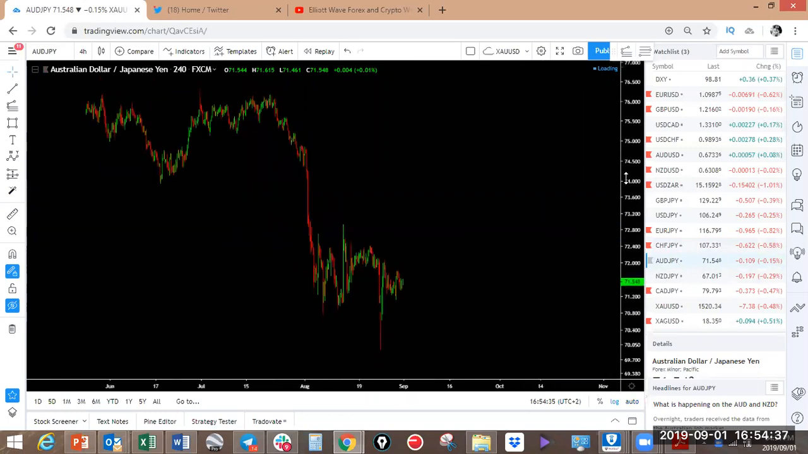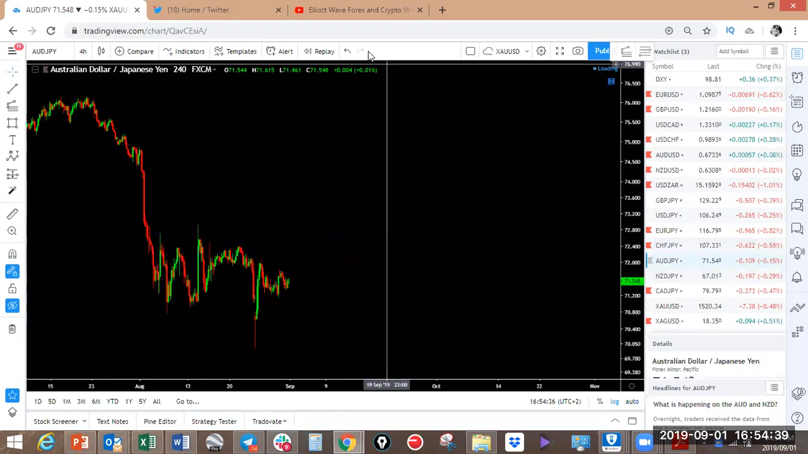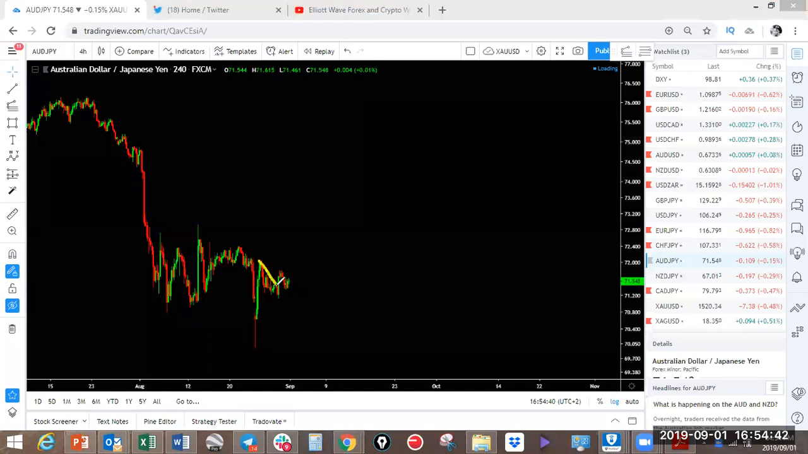AUD US dollar. Now AUD making a bit of a bounce there. Making a bit of a bounce. Looks like the yen pair may make a bit of a bounce there. So let's look at this here, making this corrective structure, something like this, a bit of a bounce. Let's see how this plays out.